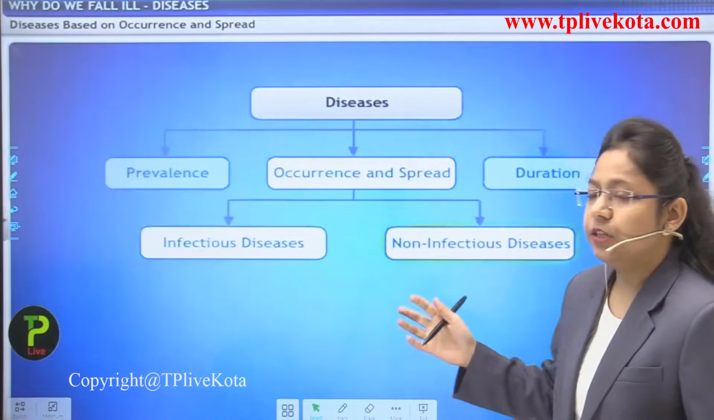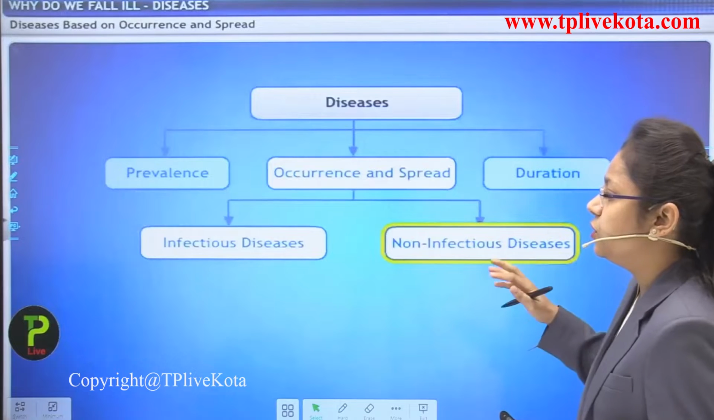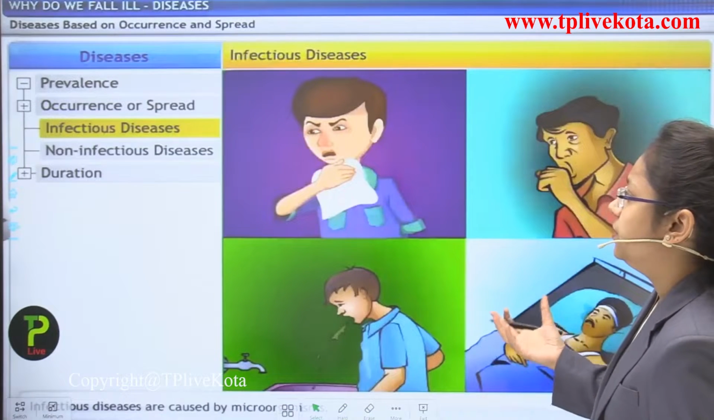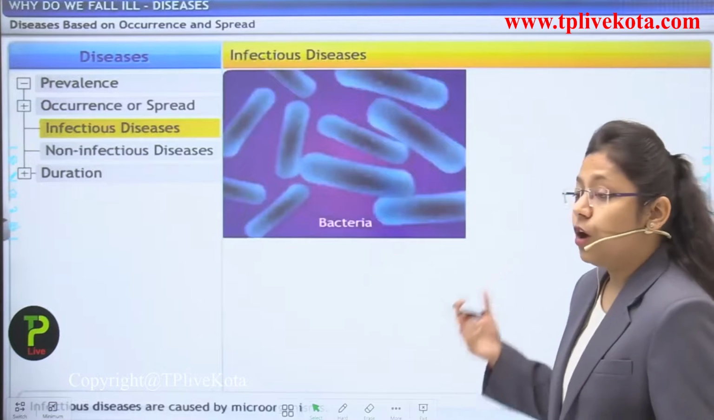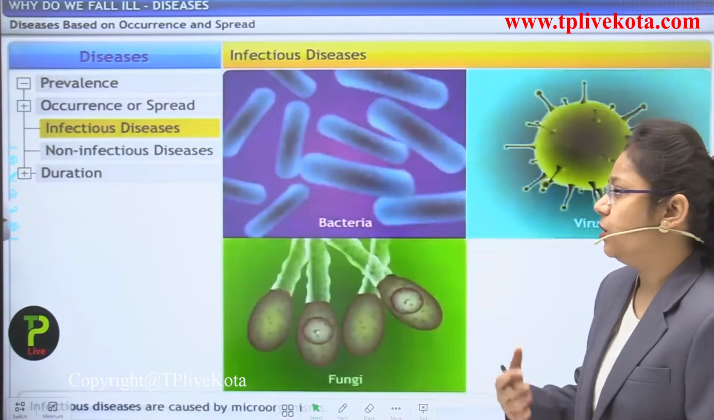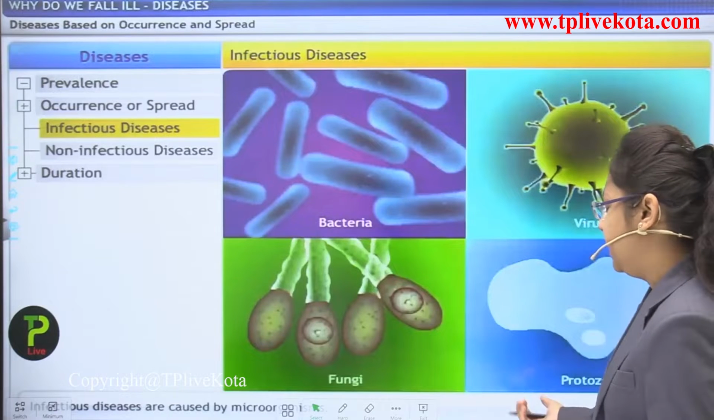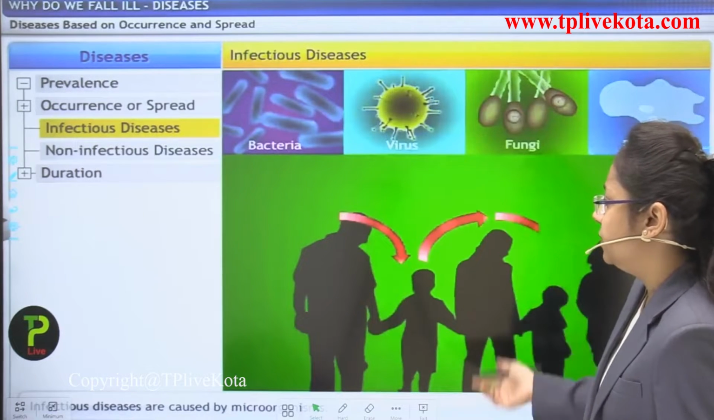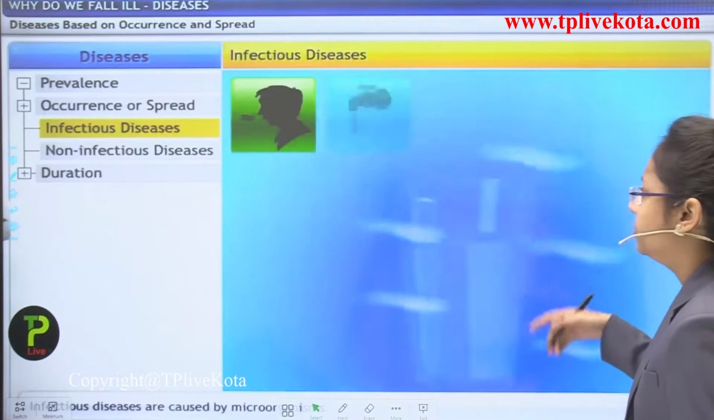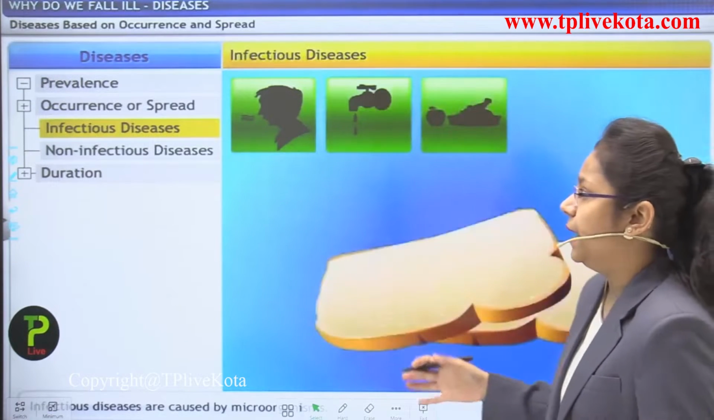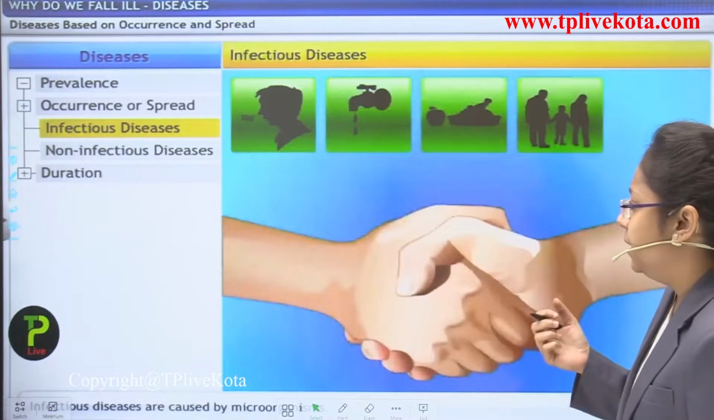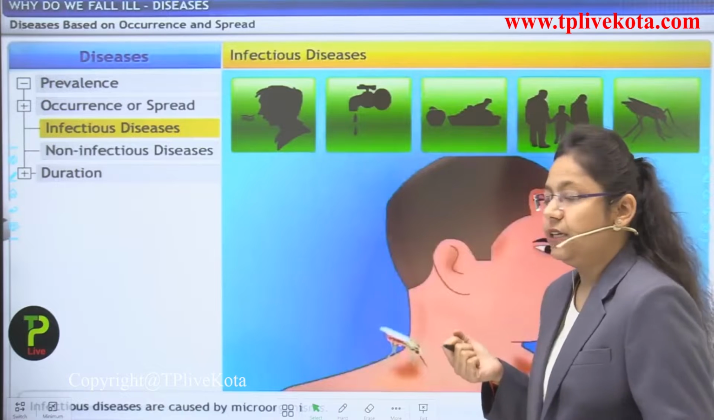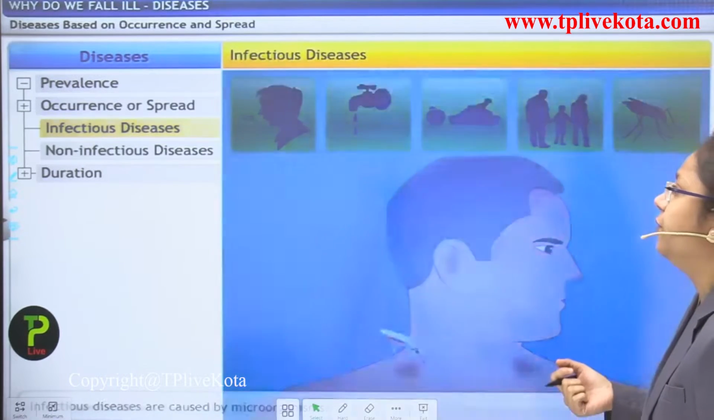Some diseases remain in the body of a person, but some infectious diseases can be transferred from one person to another. So if we talk about infectious diseases, then they can be spread by different modes, and they can be caused by bacteria, by viruses, by fungi, and last one is protozoans. So they can be caused by these kinds of microorganisms from one person to another. They can be spread by contaminated food, contaminated water, by shaking hands, by any kind of insect, that is vectors that are carrying that kind of infection.